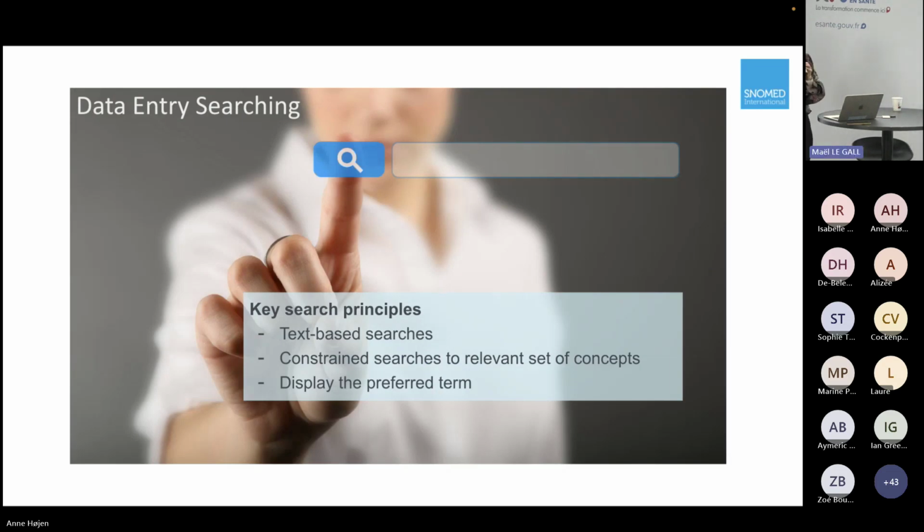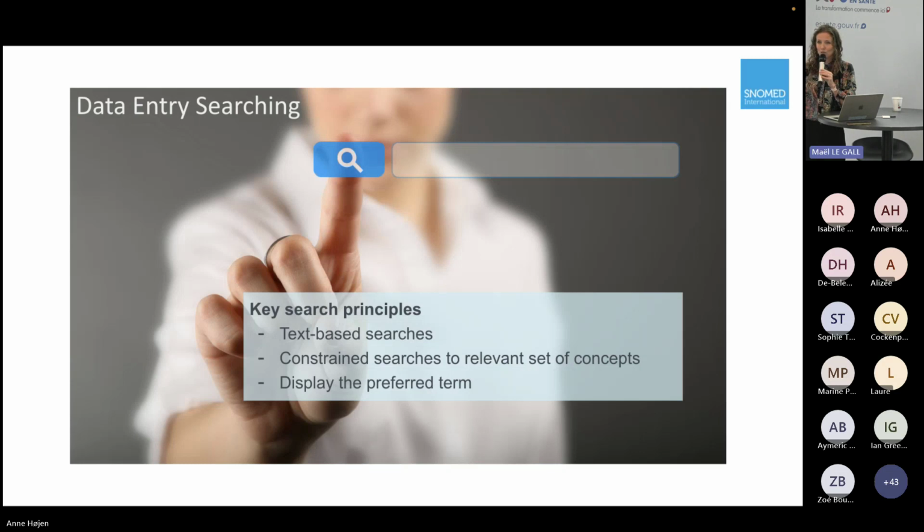Our best practice principles recommendation is that you do text-based searches. Let the clinicians use the term. Make sure that the synonyms that you have created for all the concepts are sufficient to support the searching. And then having constraint searches so that you don't search across everything, but only the relevant concepts. If, for example, I was looking for myocardial infarction and I typed heart attack, but what was shown was myocardial infarction, that will help the clinician to say, yes, this is the thing I'm looking for.